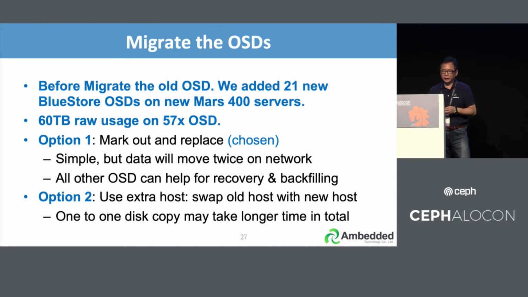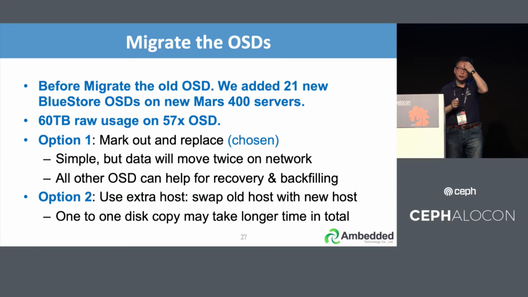But before we migrate those old OSDs, we have to add new OSDs to the cluster, so that the cluster has more OSDs to help it heal when we remove an OSD. After we add 21 new OSDs, there are 57 OSDs in total, mixed Jewel and Luminous. And the raw usage is about 60 terabytes in total.